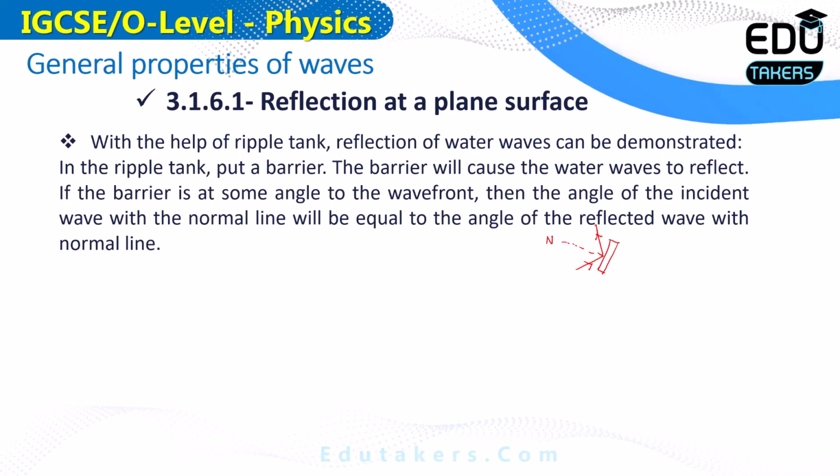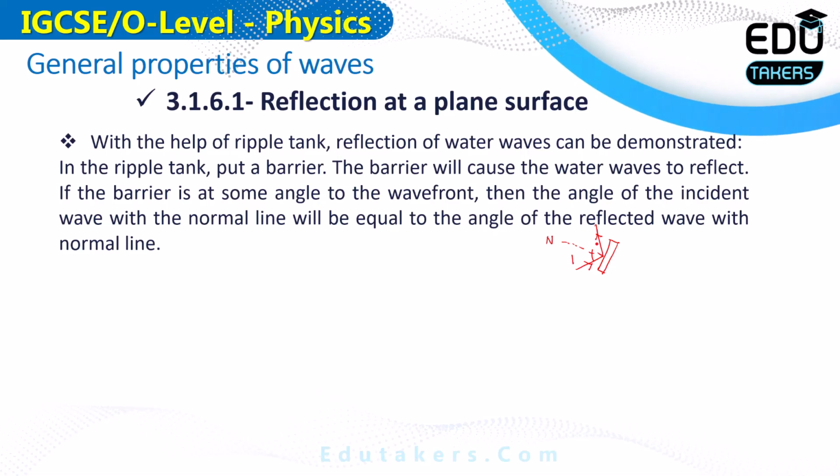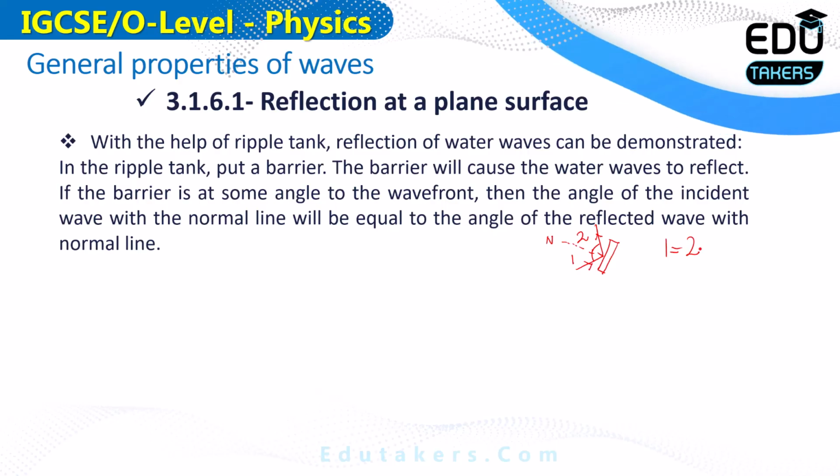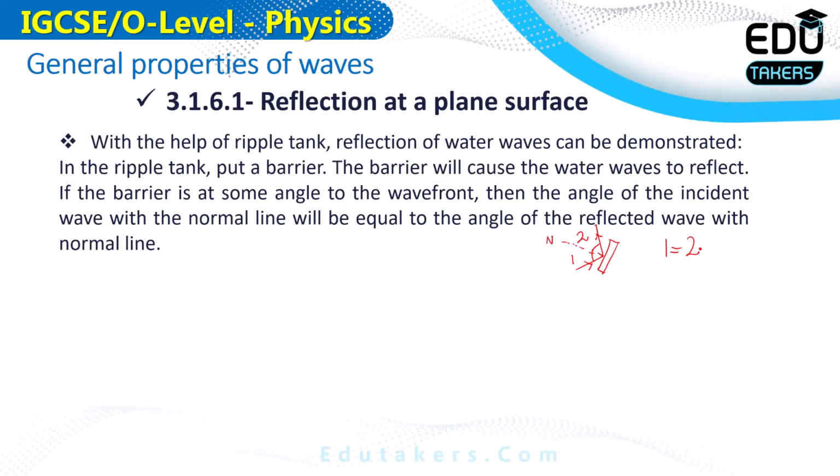The water wave here is reflected in such a way that the angle that the incident ray makes with the normal line, if I say it is 1, is equal to the angle that the reflected ray makes with the normal, let's say 2. So 1 equals 2. According to reflection at a plane surface, if you take any barrier in the ripple tank and water waves strike this barrier, they get reflected such that the angle the reflected rays make with the normal is equal to the angle that the incident water waves make with the normal line.